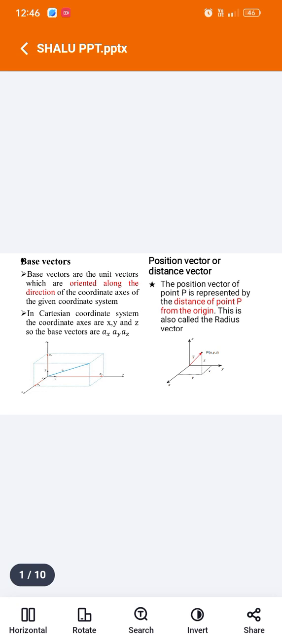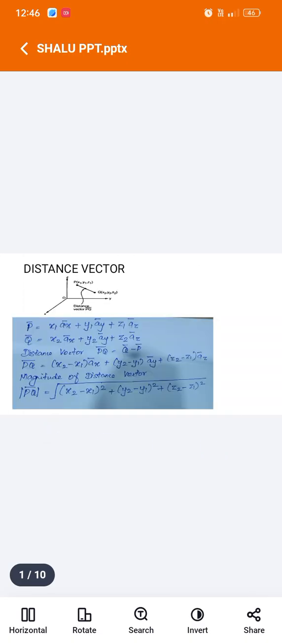Next one is position vector or distance vector. The position vector of point P represents the distance of point P from the origin. This is also called the radius vector. Origin means the center point. Next one is distance vector. Distance vector means distance between the two vectors.